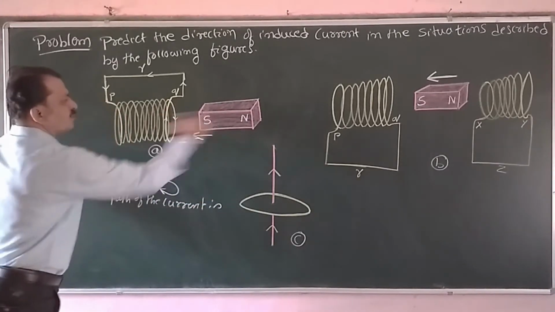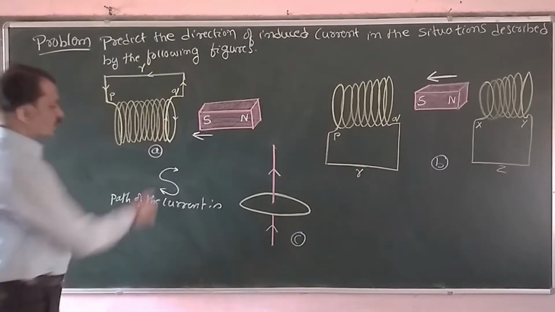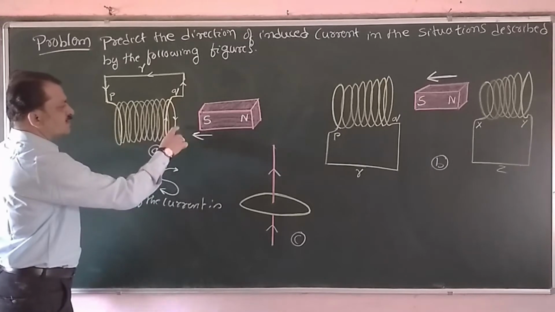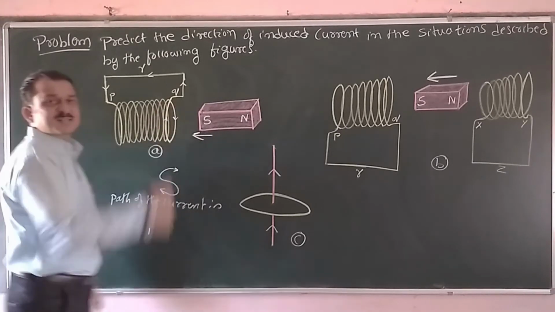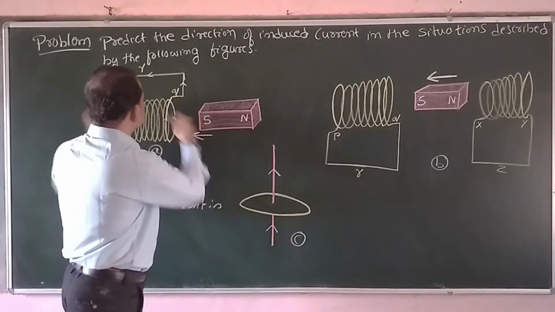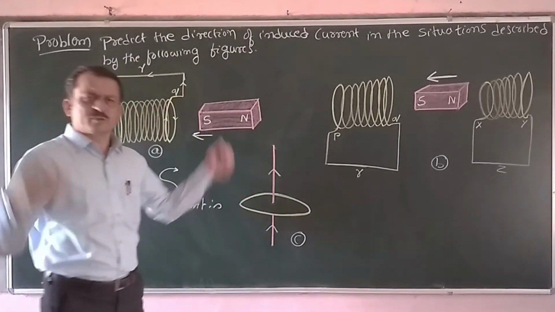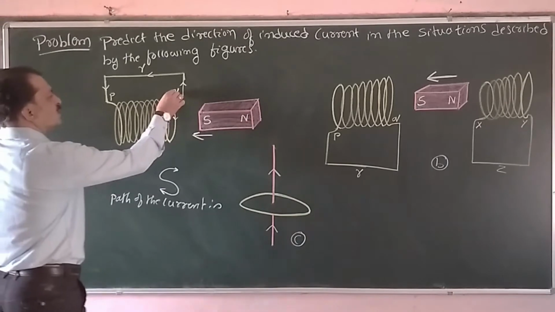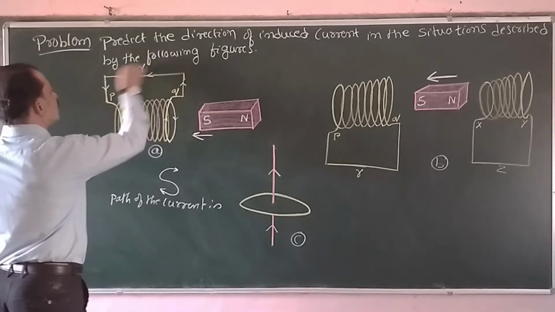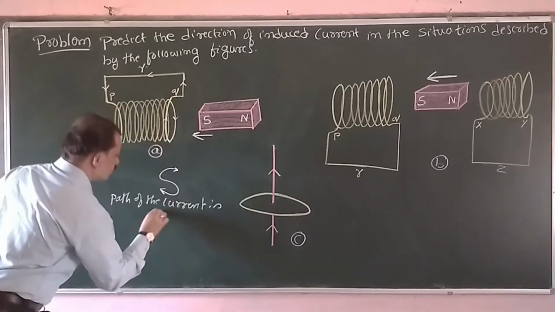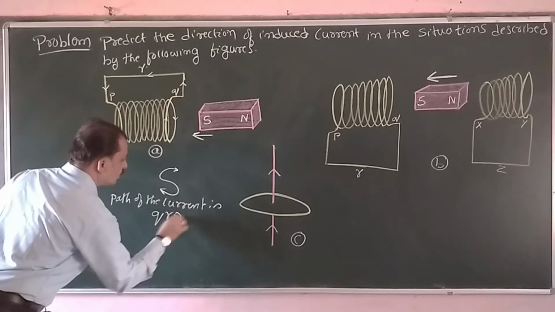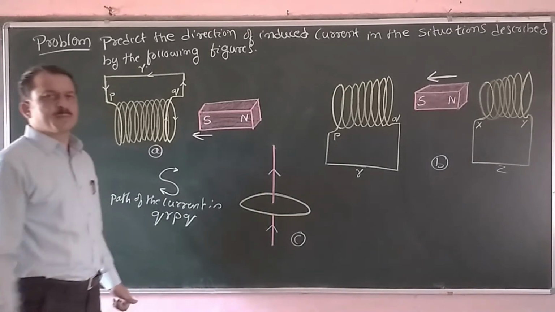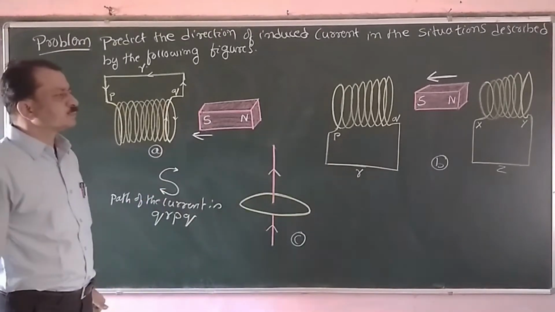since it should be clockwise as viewed from here, it should be a south pole. Now this face has to act as a south pole. Therefore, south pole is approaching, this coil has to behave as a south pole. Therefore, it is going to oppose the motion of this bar magnet. Therefore, the path is Q R P Q. The path of the current in the external circuit is Q R P Q. Like that, we are going to work out.